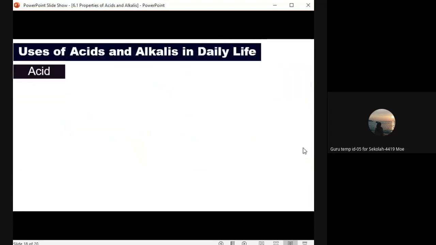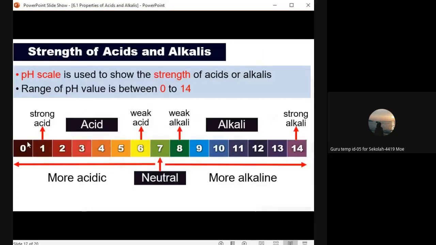Alright. And then, okay, the uses of acids. Yes? If pH 0... We don't have pH 0. Yes, if you test any substance, it will not show pH 0. Maybe there is 0 but not exactly 0, maybe like 0.23 something like that. It has a decimal point, so it is still included in acidic. But exactly 0 does not exist. Okay. Alright.